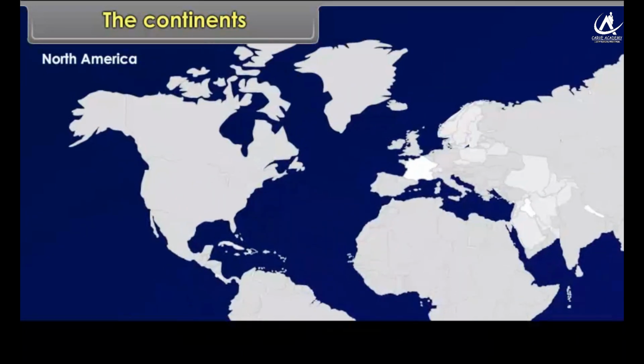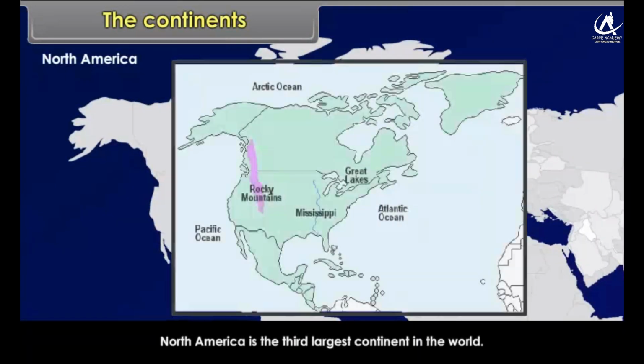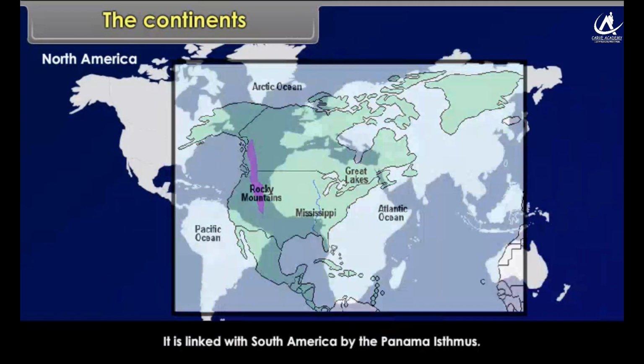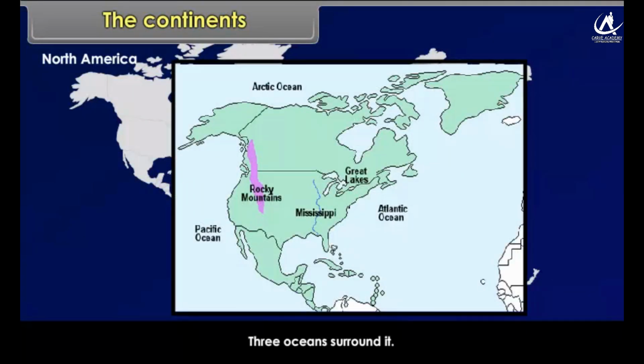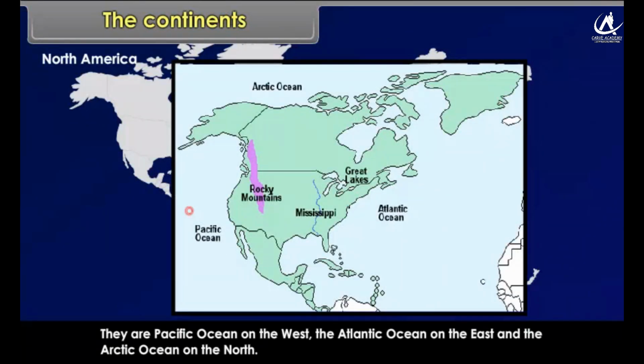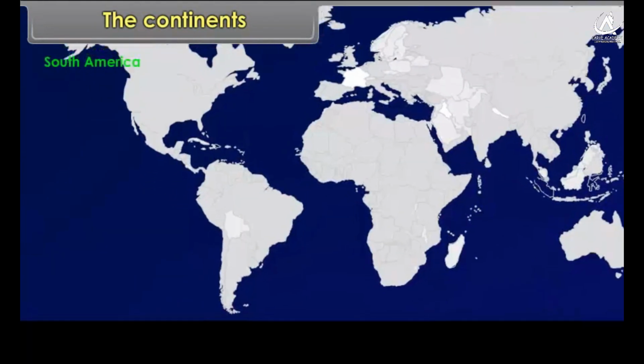North America. North America is the 3rd largest continent in the world. It is linked with South America by the Panama Isthmus. It lies completely in the northern and western hemisphere. 3 oceans surround it. They are the Pacific Ocean on the west, the Atlantic Ocean on the east, and the Arctic Ocean on the north.